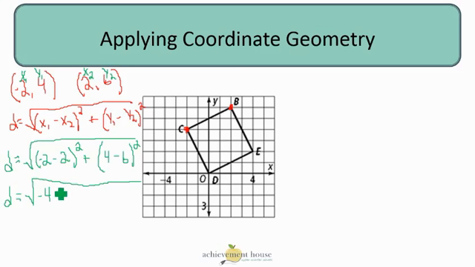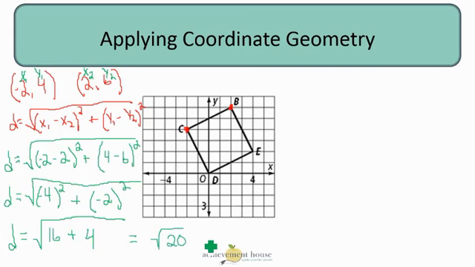-2 minus 2 is -4, so -4 squared, plus 4 minus 6 is -2 squared. So I'm going to have D equals the square root of 16 plus 4, which is going to be the square root of 20. And I could simplify that even more to 2 square root 5. And that is my total distance of CB.